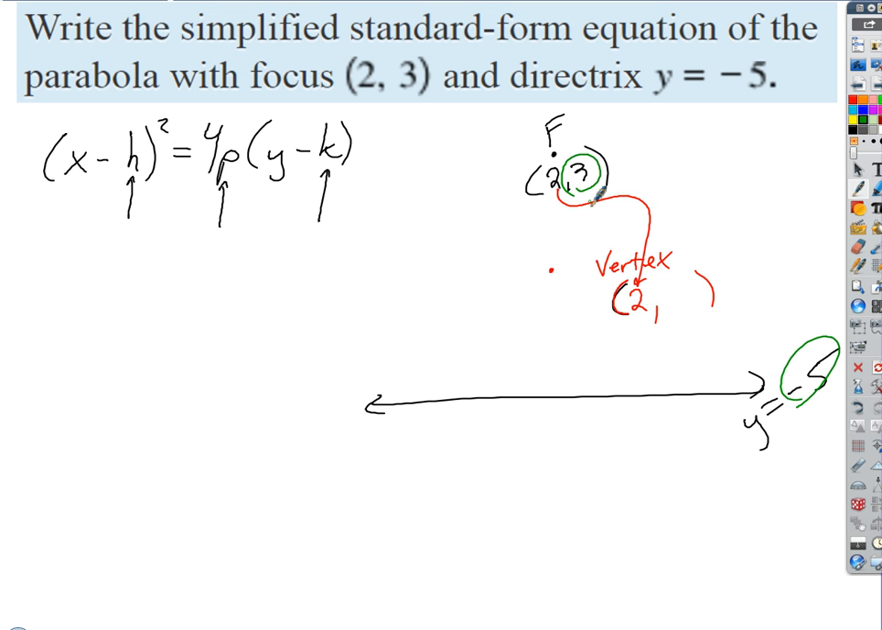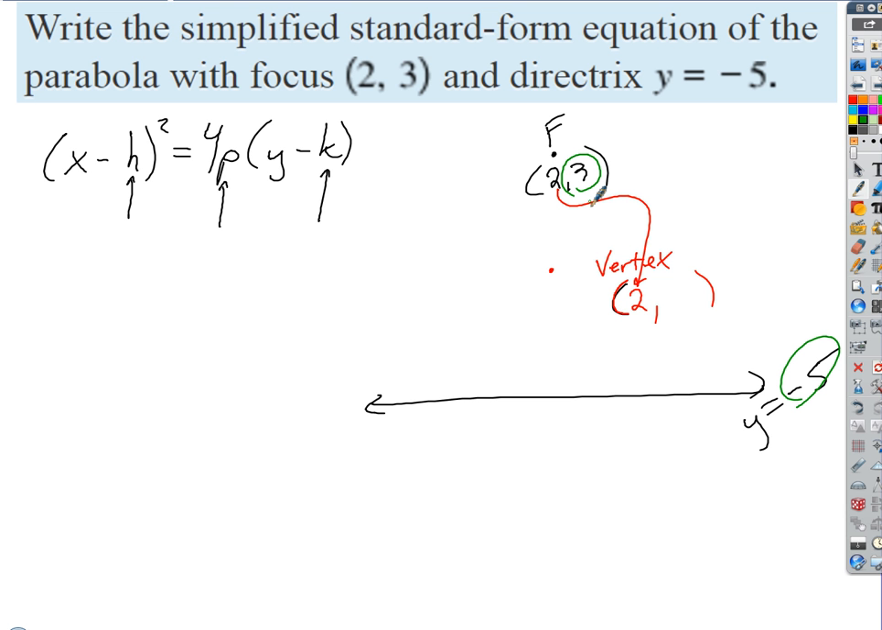Is it 2? No, negative 2? Close. No. What's the middle number between 3 and negative 5? Is it 4? What is it? It's negative 1. How'd you get that?